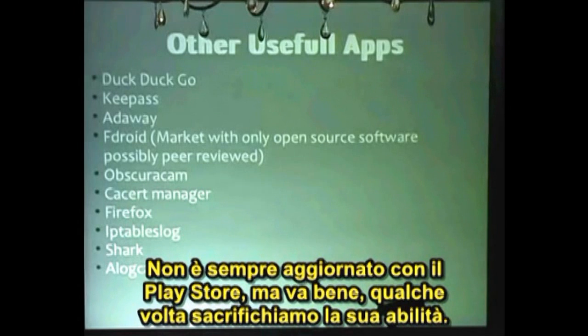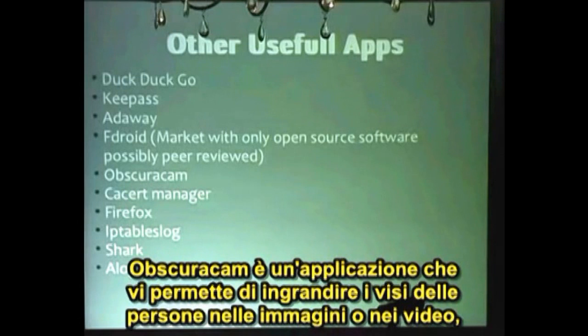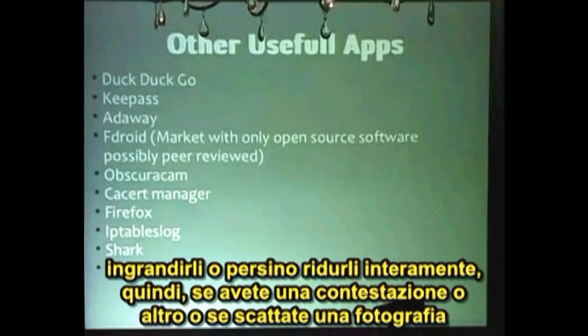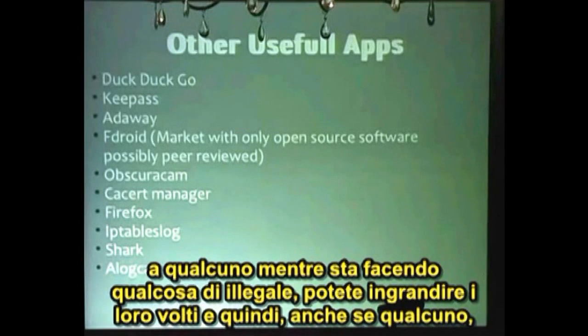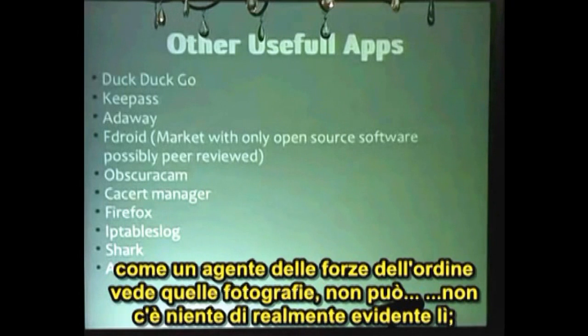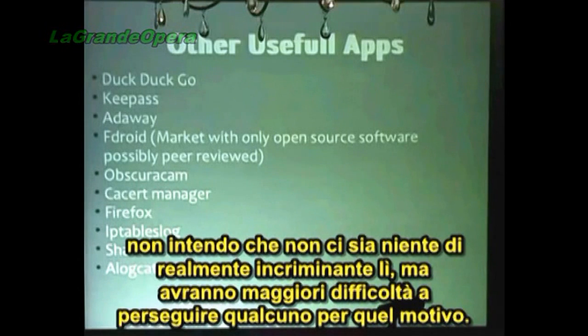Sometimes we sacrifice usability. Obscuracam is an app that lets you blur out people's faces in pictures or videos, blur them or even redact them entirely. So if you're at a protest, or if you're taking pictures of somebody doing something illegal, you can blur out their faces. And then even if somebody, like a law enforcement agent, does see those pictures, there's nothing really incriminating there. There are incriminating things, but they'll have a much harder time actually prosecuting somebody for that.